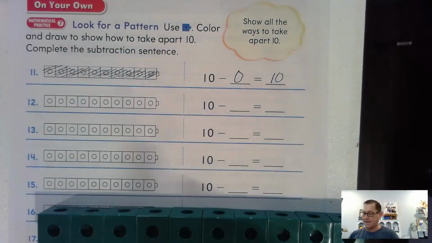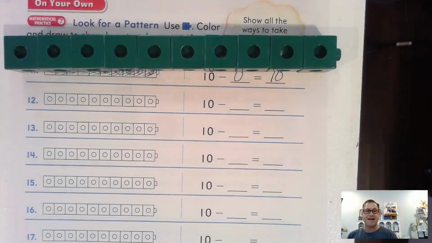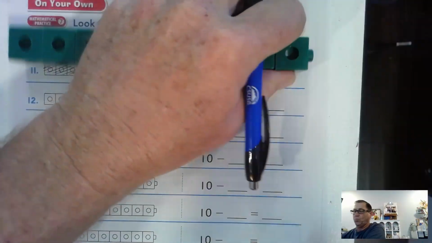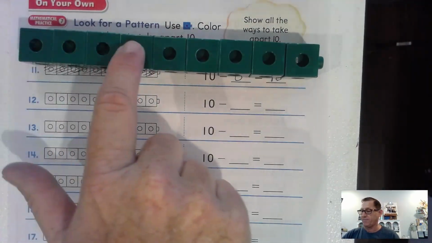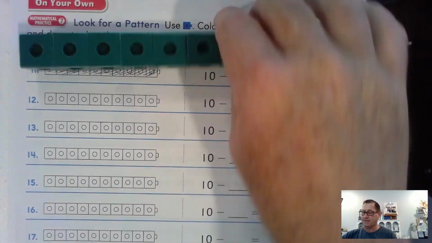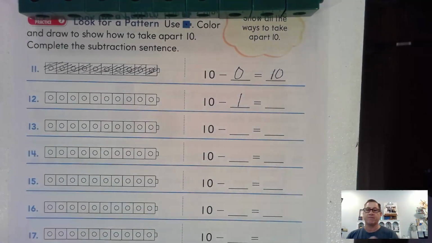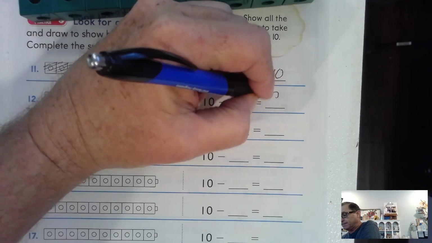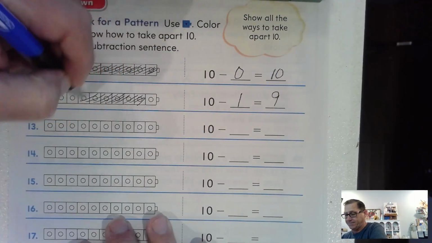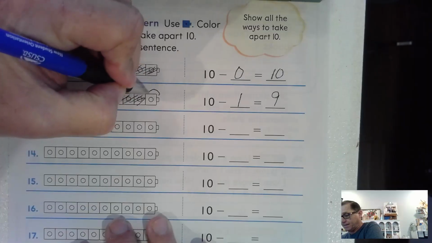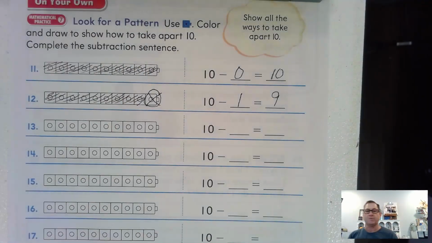All right, now what's the next one? We have 10, and we're going to take away 1. If you take away 1, you're left with 1, 2, 3, 4, 5, 6, 7, 8, 9. And again, that makes sense. What's the number before 10? 9. Okay, so this time we're going to color in 9 of them. Circle the one we took away and cross it out.